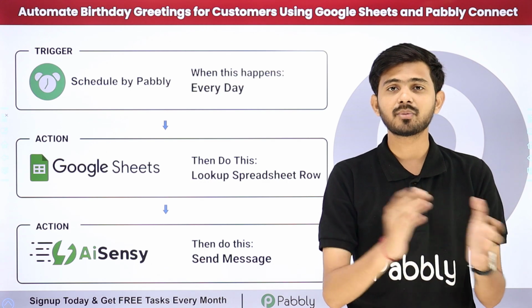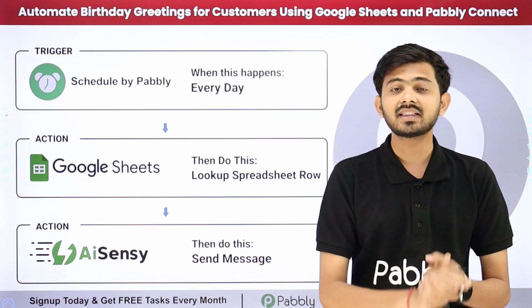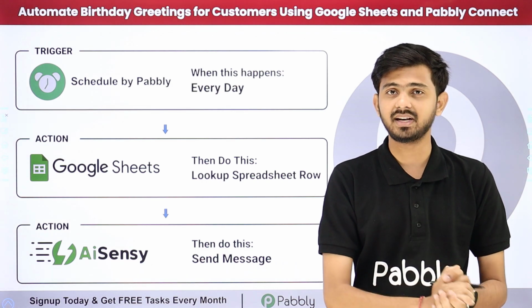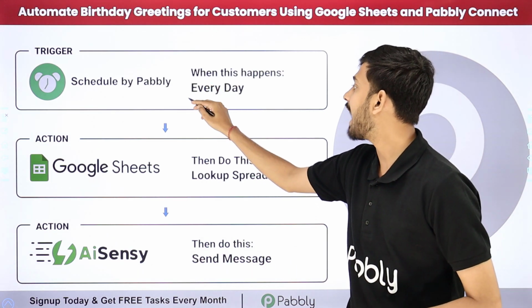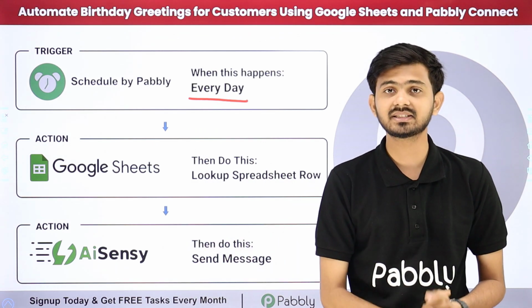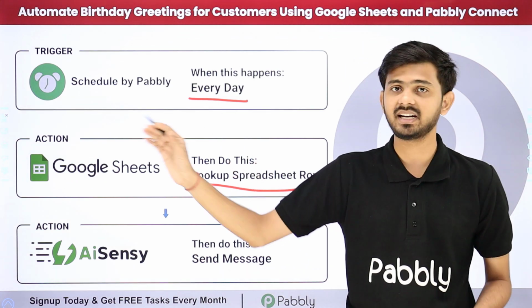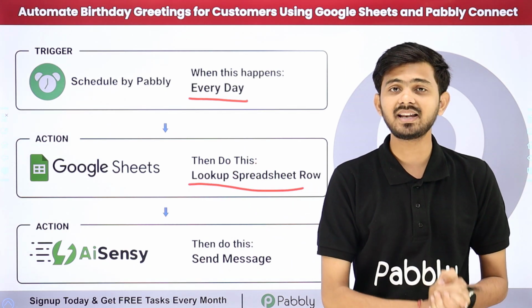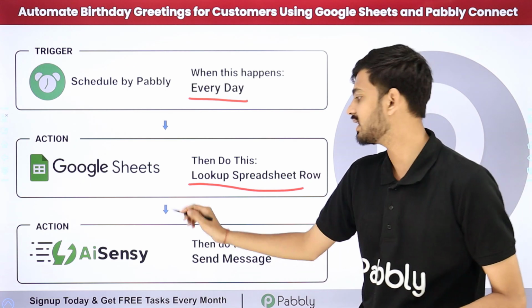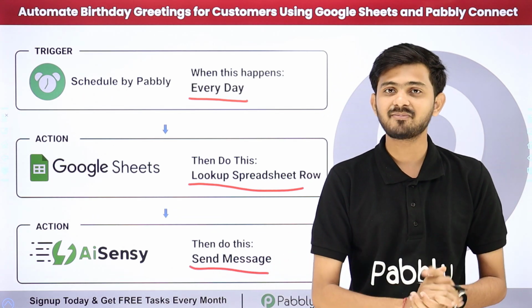So for doing this automatically, I'm going to set up an automation in such a way that first I'm going to schedule my workflow for every day by using Schedule by Pabbly. Every day it is going to find the customer birth dates in my customer data in Google Sheet. And as it finds the birthdays, it will automatically send the birthday wishes on WhatsApp by using AI Sensei. So how am I going to set up this automation with the help of Pabbly Connect?